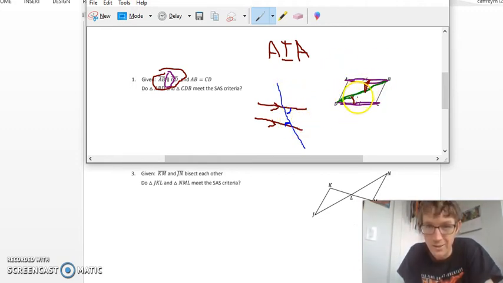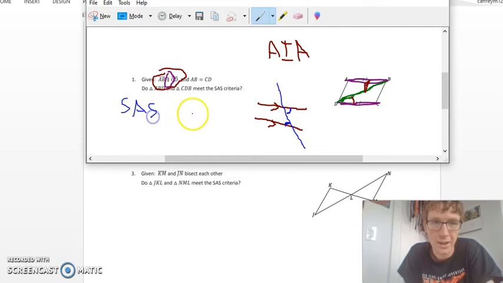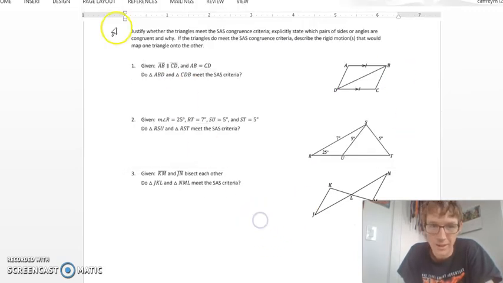So that means that this angle is equal to this angle. So that means we have side, angle, side. So purple, maroon, green, purple, maroon, green. So side, angle, side, angle, side. So this one is SAS. So I'm going to put that over here. SAS.